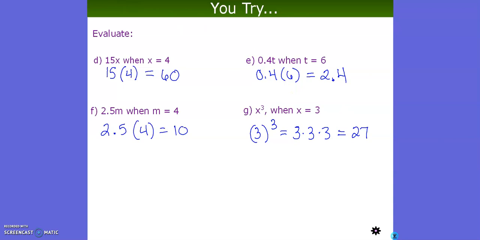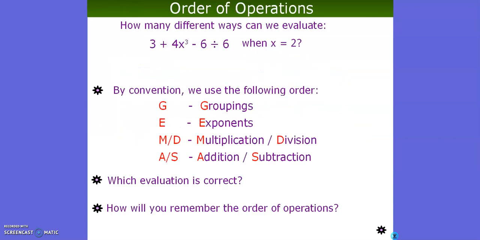We're going to kick it up a notch and take a look at the order of operations. So when we look at this example that we had on the previous screen, 3 plus 4, x to the 3rd minus 6 divided by 6, there's a lot of operations there. There's addition, subtraction, division, multiplication, and an exponent. What do we do first? By convention, we use the order of operations. So the order of operations tells you exactly the steps that you need to do in the order that you need to do them for every math problem that you come across.